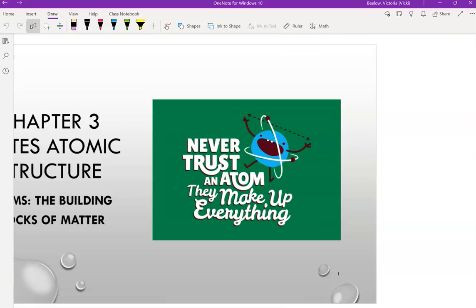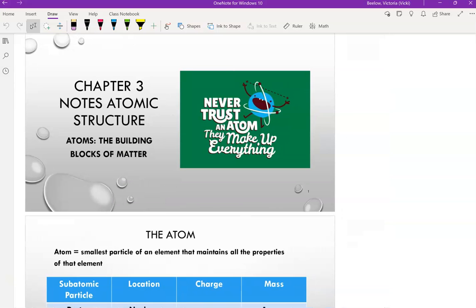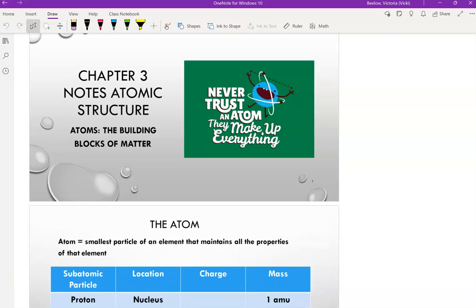So I thought this was pretty funny. Never trust an atom, they make up everything, because they literally make up everything.